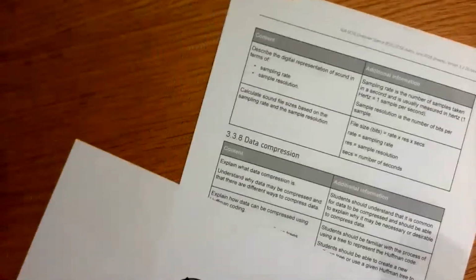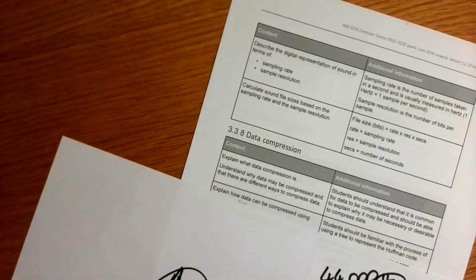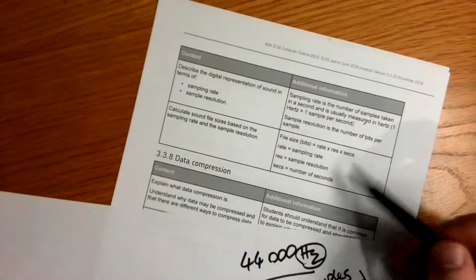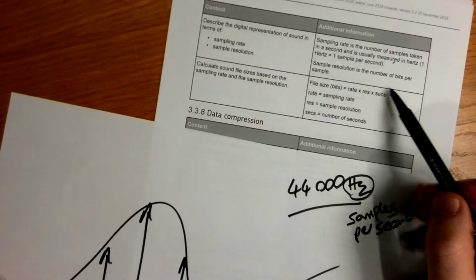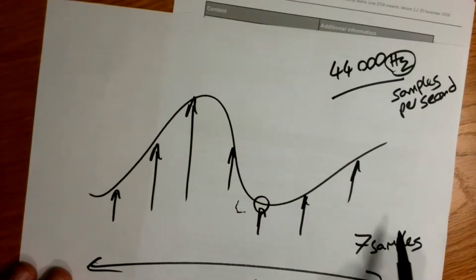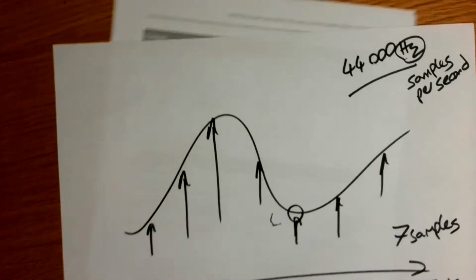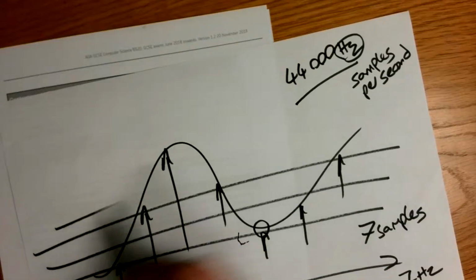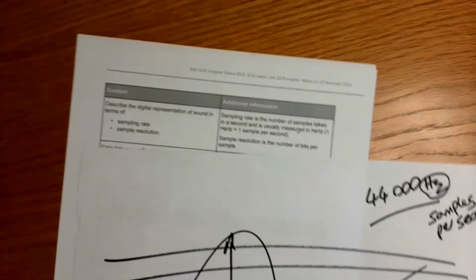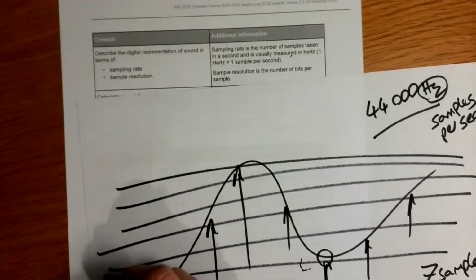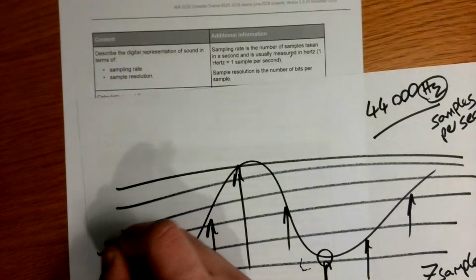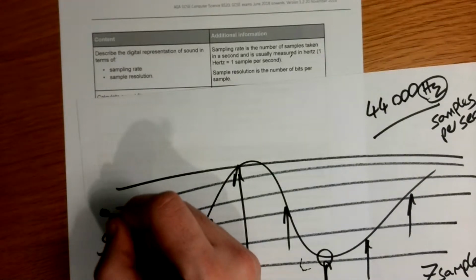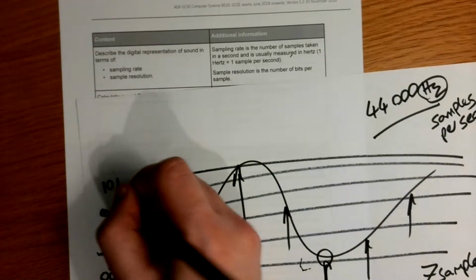Describe the digital representation of sound in terms of sample rate and sample resolution. Sample rate is the number of samples taken a second, measured in hertz. That's what I've just talked about there. Sample resolution is the number of bits of the sample. So once we've taken the sample, we now need to represent this using bits. So over here, we would have our sample resolution, the number of bits, and we would then represent each sample using a number of bits.